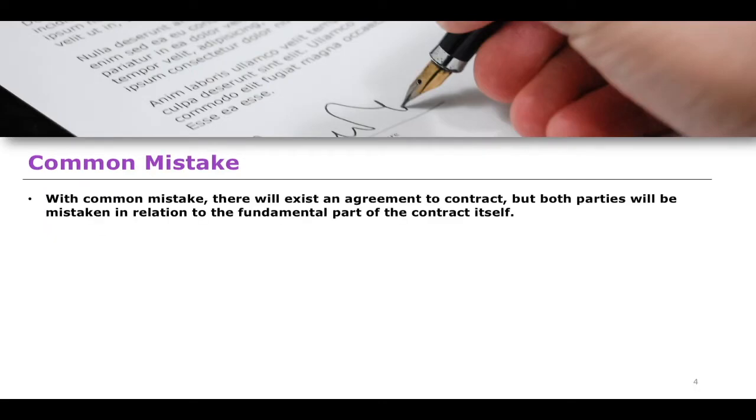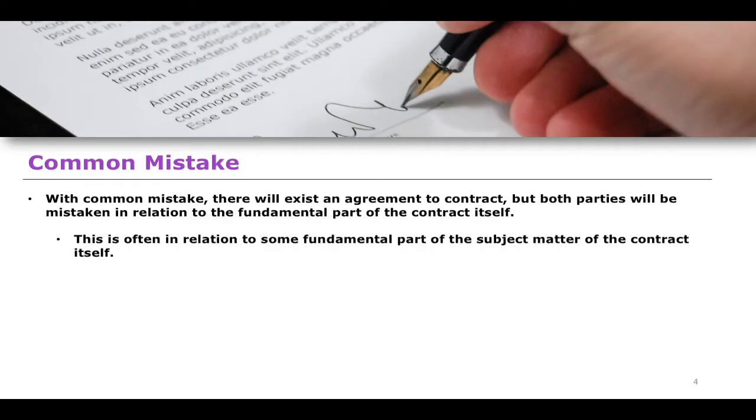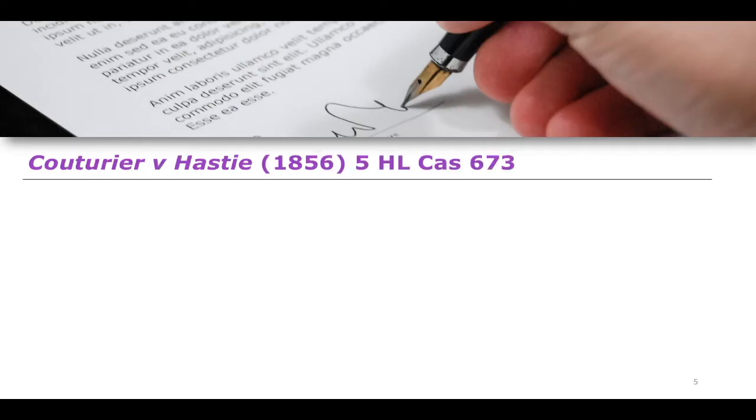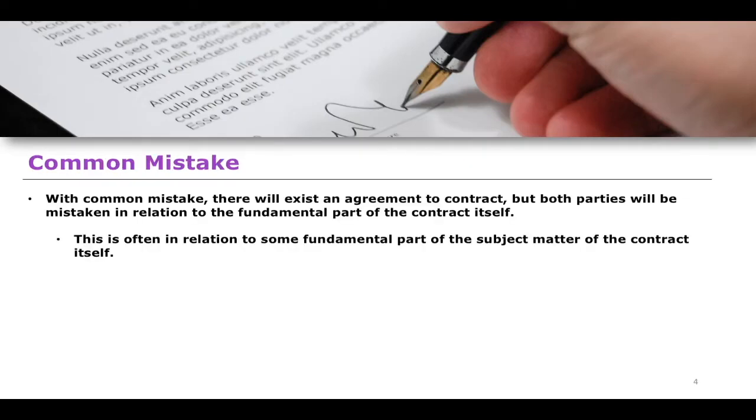So, common mistake exists where there is an agreement, but both parties are mistaken in relation to the fundamental part of the contract itself. This is often in relation to some fundamental part of the subject matter of the contract itself. So, they are mistaken as to what the fundamental condition of a contract may be.